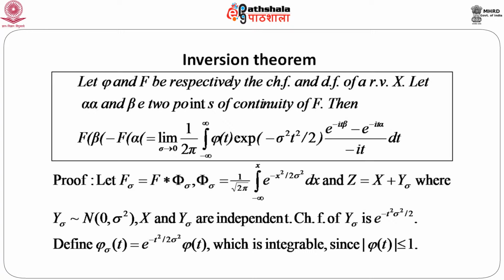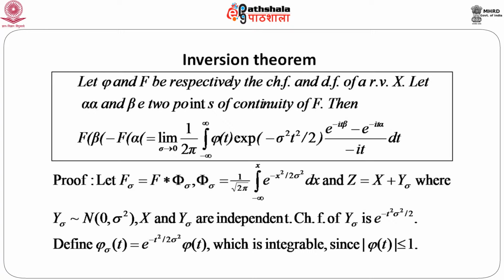And also consider two random variables, X and Y sigma, and define Z equals X plus Y sigma. X is our original random variable, and we take this Y sigma to follow normal 0, sigma square. And also we assume that X and Y sigma are independently distributed. Naturally, since Y sigma follows normal 0, sigma square, the characteristic function of Y sigma is e to the power minus t square sigma square by 2.